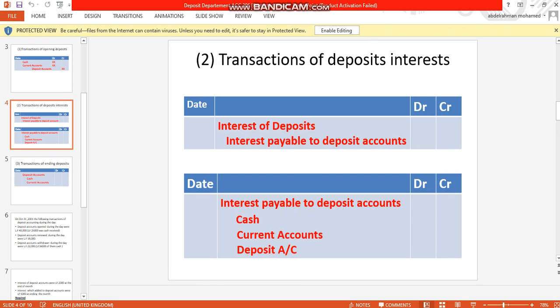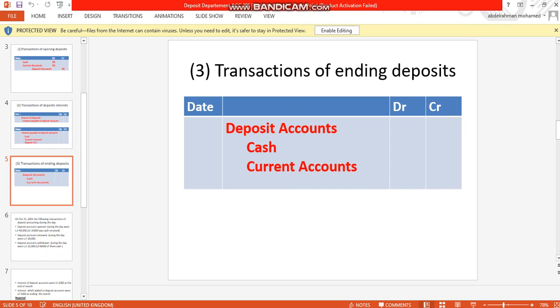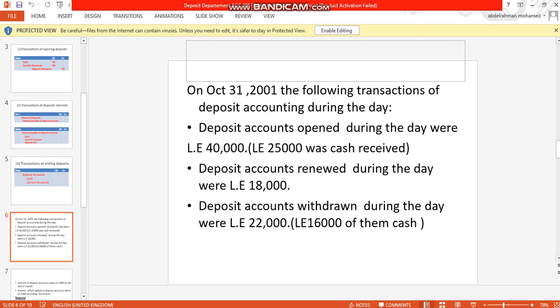The second transaction, monthly calculations of the interest on deposit. The first, interest of deposit by interest payable to deposit accounts, where the customer received interest, so from interest payable to deposit account by cash and current accounts or deposit account. The third transaction from deposit accounts, when ending the deposit account, from deposit account by cash and current account.